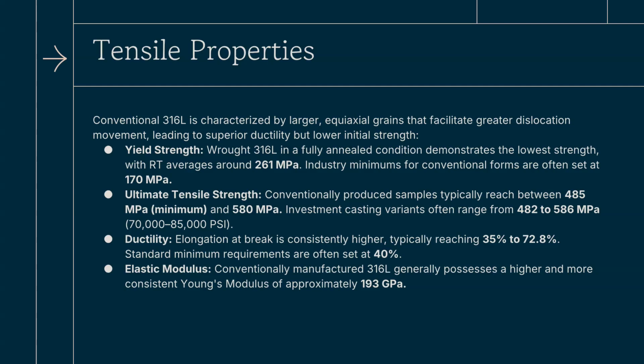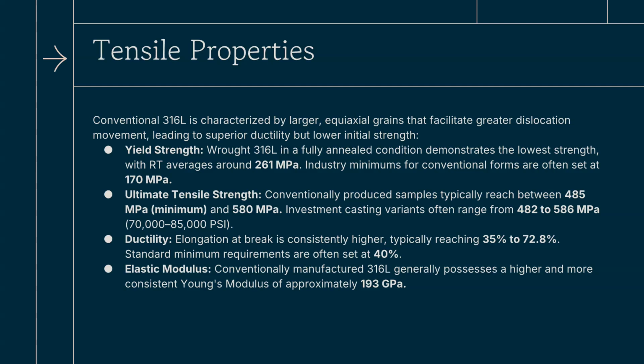So now, here are the tensile properties of the two materials. Conventional 316L is characterized by larger equiaxed grains that facilitate greater dislocation movement, which leads to superior ductility, but it has a lower initial strength. For example, the yield strength of Wrought 316L in a fully annealed condition is the lowest overall, usually around 261 megapascals. The industry minimum for the conventional form is often set at 170 megapascals. However, the ultimate tensile strength is between 485 and 580 megapascals.